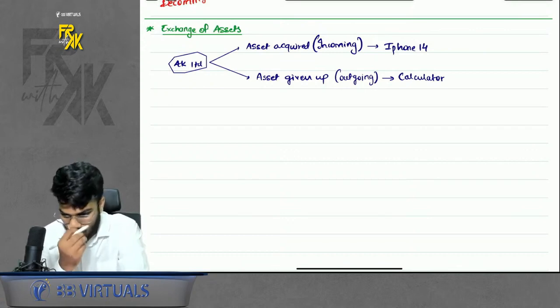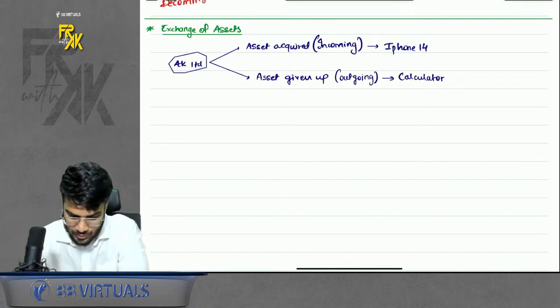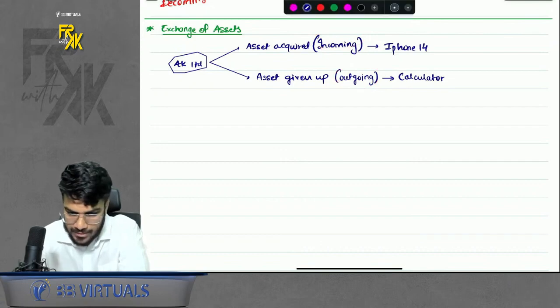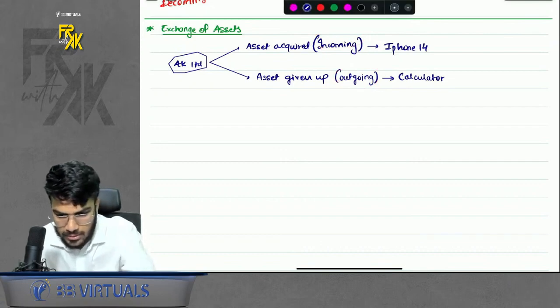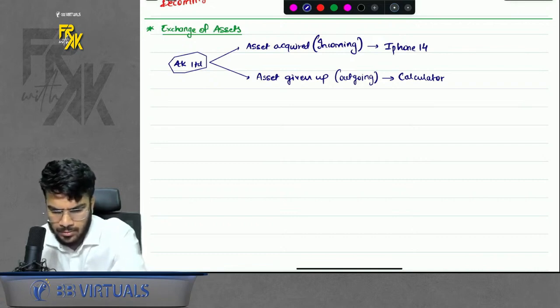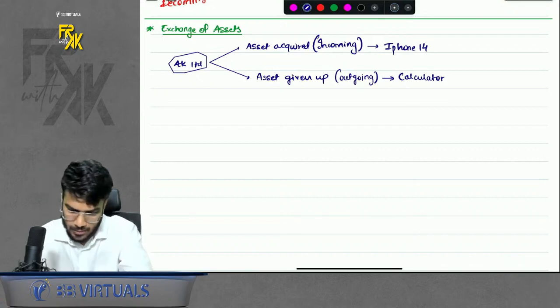Okay. So now, how do we account for this, right? There is one incoming asset, there is one outgoing asset. Okay. Let me give you some further details as well. Your notes are superb. Your notes are awesome. Thank you so much, Dharmik Dhanesha. Thank you so much. Yeah.